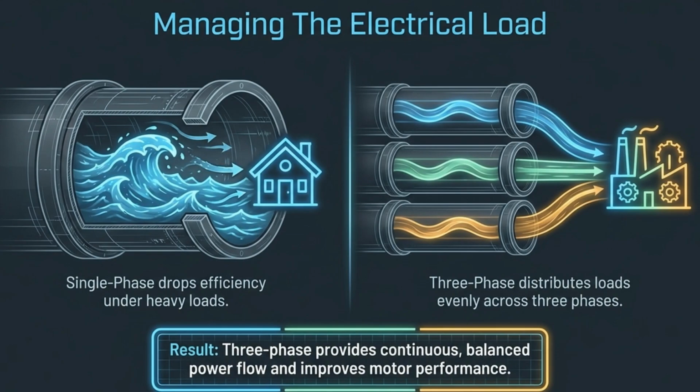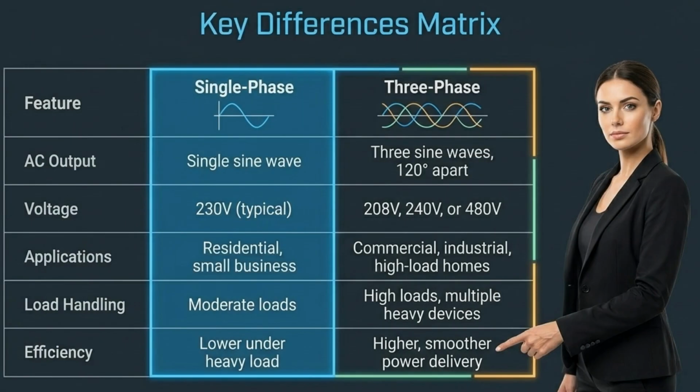When managing electrical load, single-phase efficiency drops under heavy loads. Three-phase systems distribute loads evenly across three phases, providing continuous, balanced power flow and improving motor performance. The key differences matrix highlights that single-phase uses a single sine wave at 230 volts, suitable for residential use and moderate loads. Three-phase uses three sine waves at 208 volts to 480 volts. Ideal for commercial and industrial applications with high loads, offering higher efficiency.